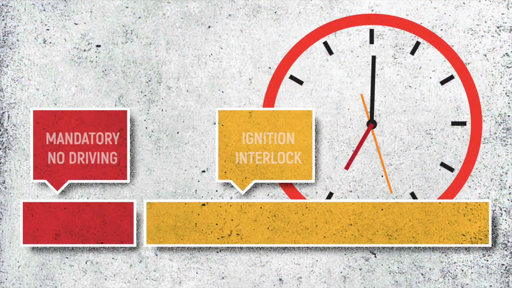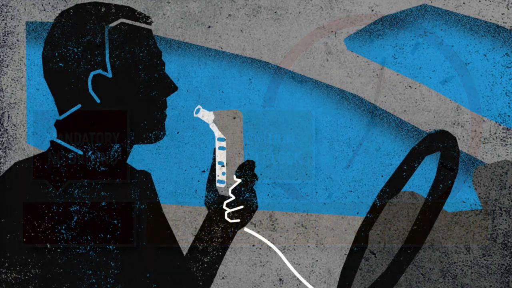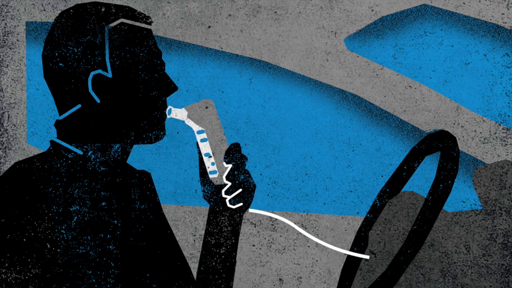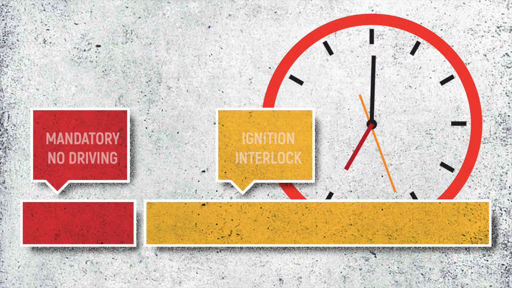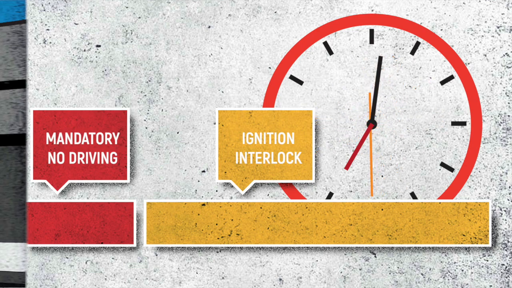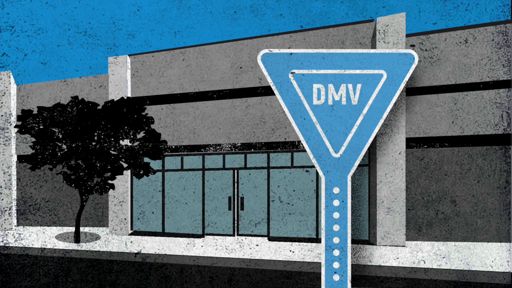A license revocation for DUI will require you to serve a mandatory no-drive period where all driving privileges are revoked. After that, you may be allowed to start driving with an ignition interlock in your car. An ignition interlock is a device that can detect alcohol in your system. Once the mandatory no-drive period and the ignition interlock period have been served without any extensions, you can contact the DMV about reinstating your driving privileges.